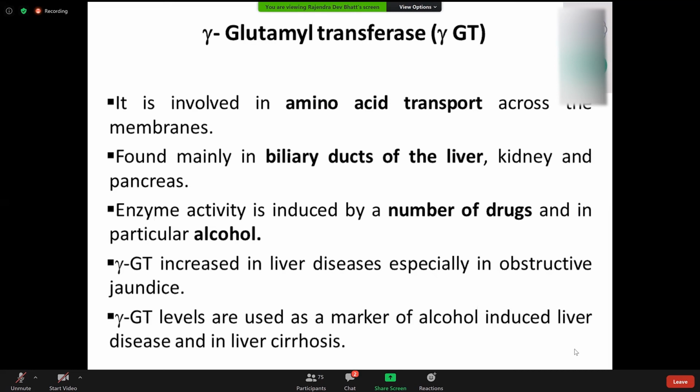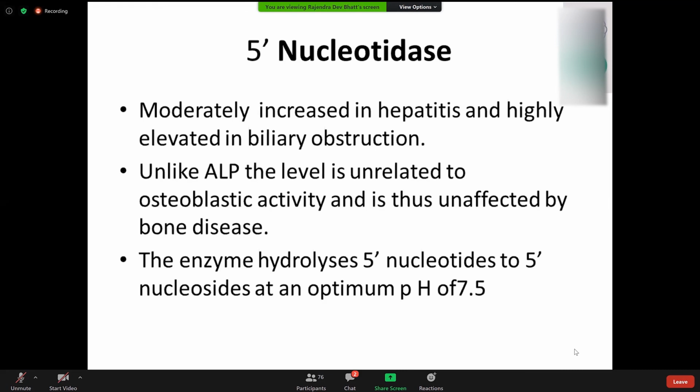Yes, cirrhosis is a type of very, very severe condition of liver disease where very big pouch-like structures are seen. If you Google it, you will see a very terrible picture of the liver. If you see liver cirrhosis, that time you will see how the liver is damaged. That is a very critical or very serious condition due to either viral hepatitis or alcohol or drug induced. Many reasons are there. And after that, gamma GT, the next enzyme is 5-nucleotidase. Its activity increases in hepatitis and is highly elevated in biliary obstruction.